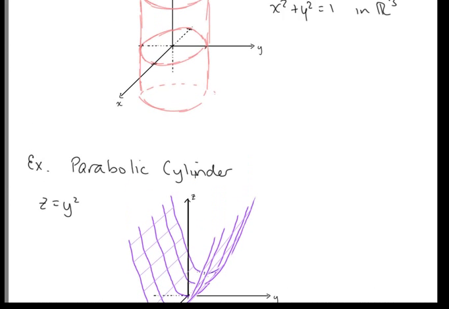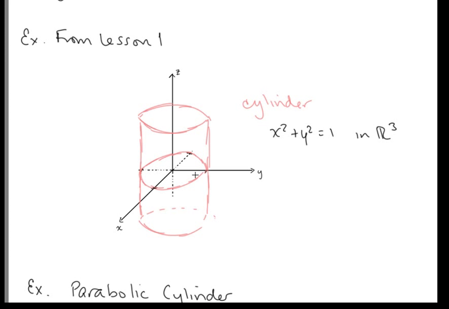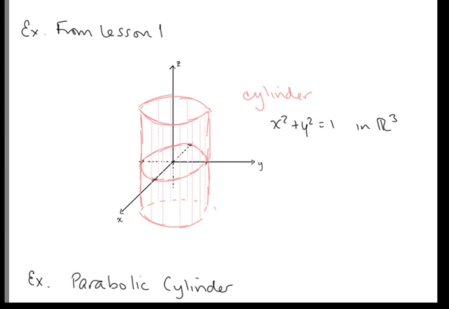And let's go back up to our original example of what we normally think of as a cylinder, and let's see where those lines are. Now we've sketched in the lines that are all parallel to the z-axis and that all go through the plane curve x squared plus y squared is equal to 1 in the xy plane.